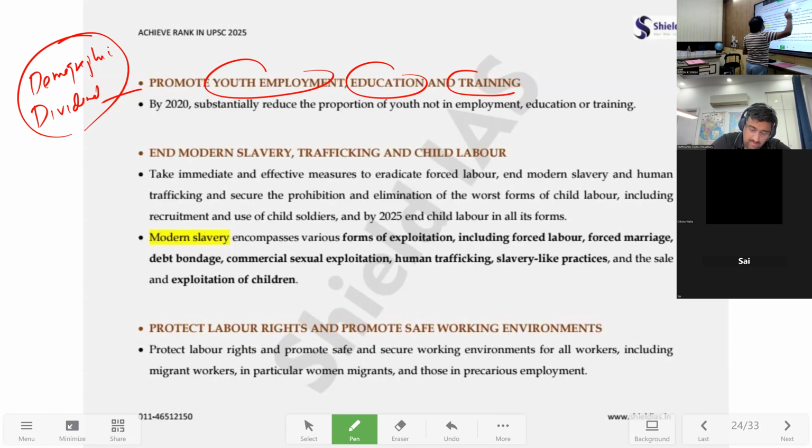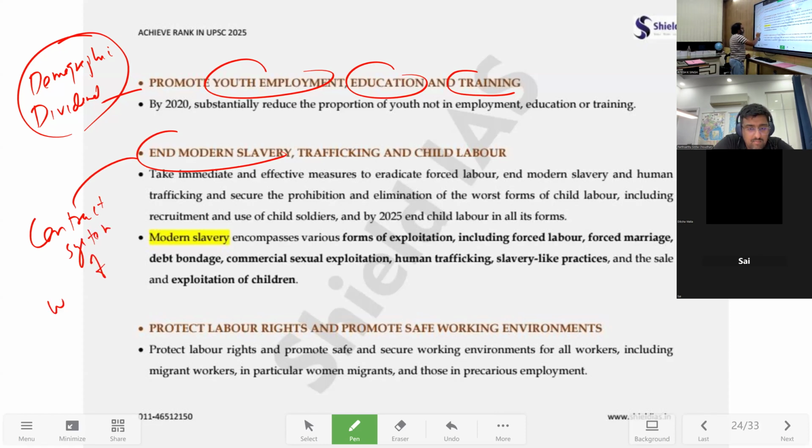Next is end modern slavery, trafficking, and child labor. Now, what is modern slavery? Modern slavery comes on the basis of the contract system of work. The contract system of work comes with no benefits. Modern day slavery.